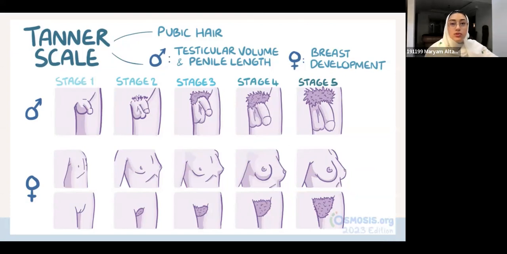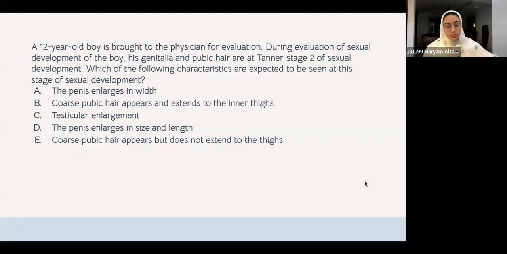And 2, it's also important that they might ask you a question to determine the Tanner stage of a patient based off of the physical findings they give you. So that's what we're going to try to do now together, okay? A 12-year-old boy is brought to the physician for evaluation. During evaluation of sexual development of the boy, his genitalia and pubic hair are at Tanner stage 2 of sexual development. Which of the following characteristics are expected to be seen at this stage of sexual development? A, the penis enlarges in width.